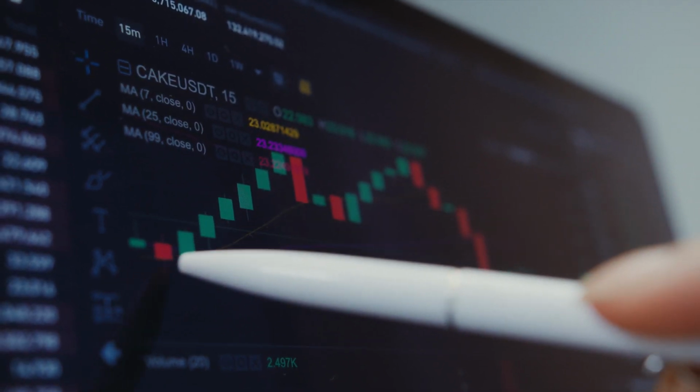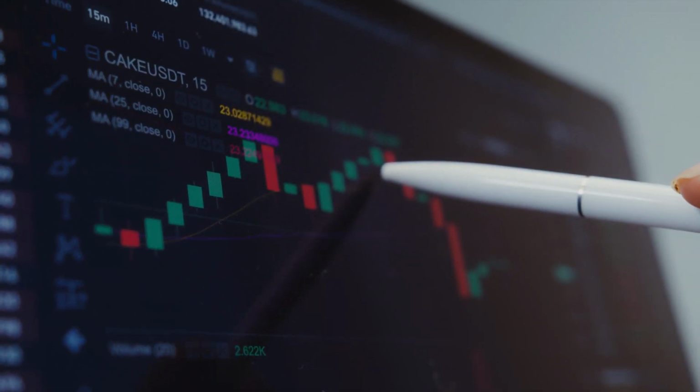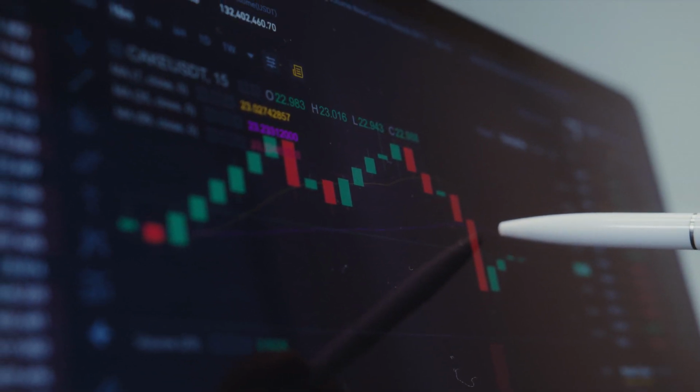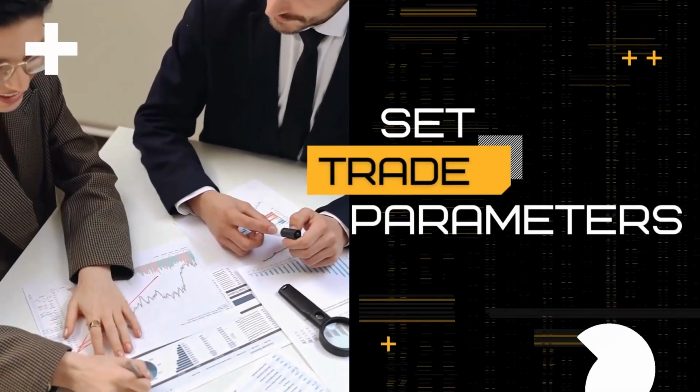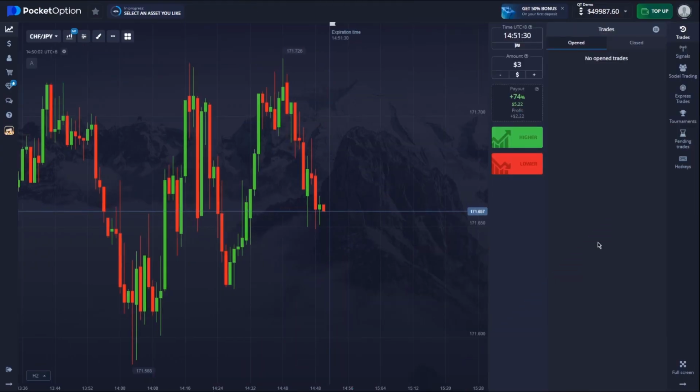By conducting thorough research and staying updated on market news, you can enhance your trading strategy and increase the likelihood of making profitable trades on Pocket Option. Once you have chosen your asset, you need to set the trade parameters. This includes setting the trade amount, which can be as low as $1, and the trade duration. You can also choose whether you think the price will go up or down within the selected time frame. It's crucial to set realistic goals and manage your risk by setting stop loss and take profit levels.